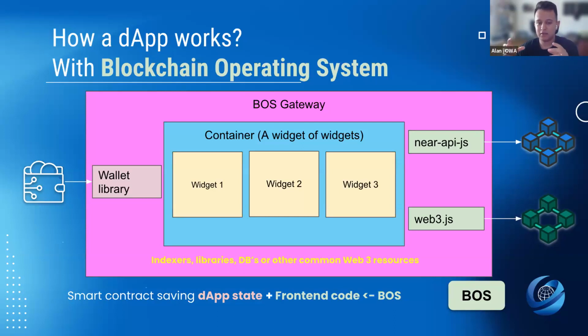A gateway is taking all these widgets and adding the libraries, indexers, or other Web3 resources that could be useful. At this point is where it can change. You can have a network provider like a wallet library. You can call this NEAR wallet, you can call it wallet selector, you can call it MetaMask, and you use the wallet library that you choose in this BOS gateway.